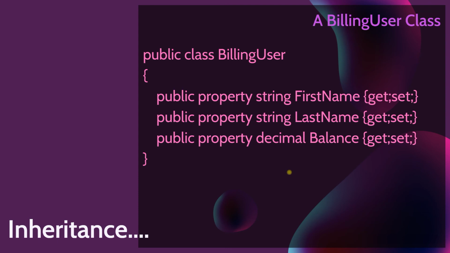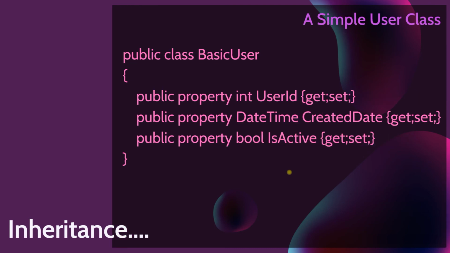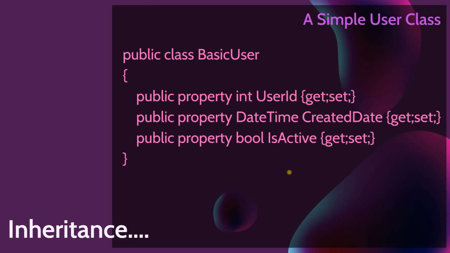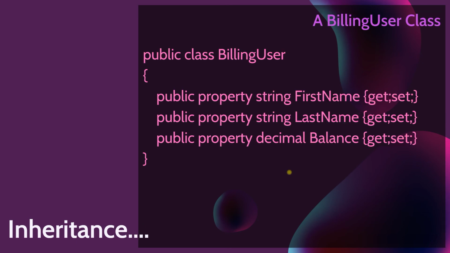Well, what if a billing user also needed that user ID and the created date and the isActive flag? What we would want to do is inherit these basic user properties and add that to our billing user properties. And then if we had another kind of user later on, it also might need the user ID, the created date, the isActive. So we could keep reusing this basic user and merging it, if you will, through inheritance with our other user classes. So how would that look?